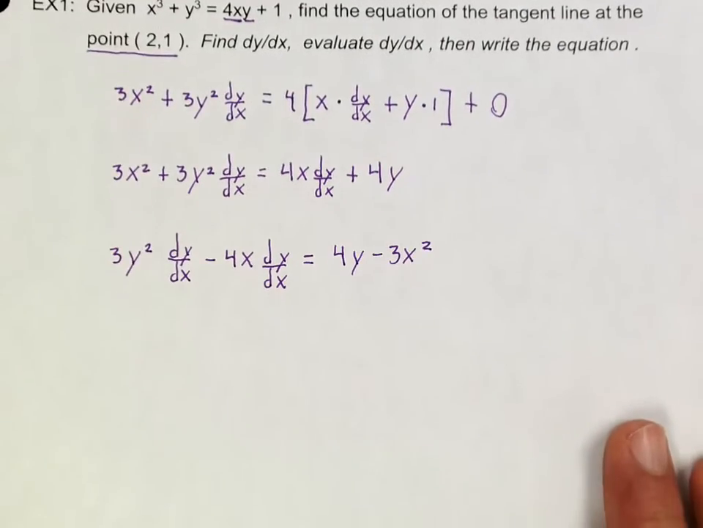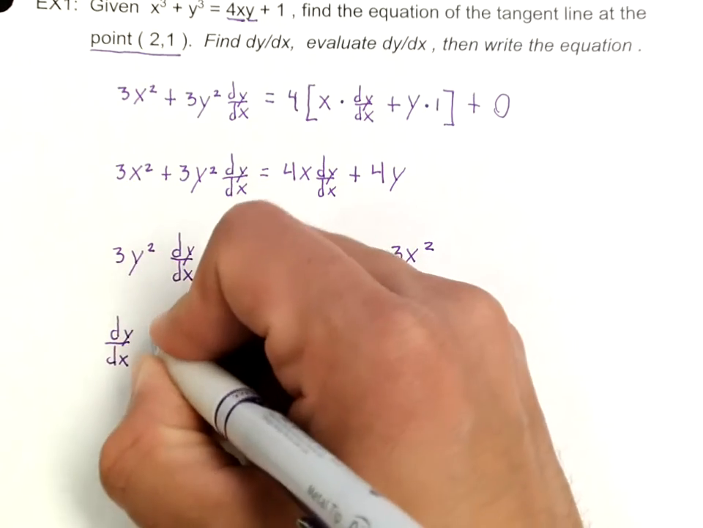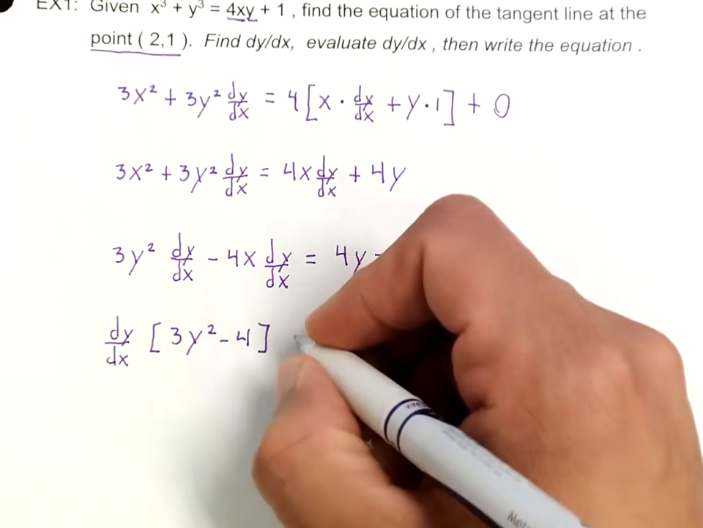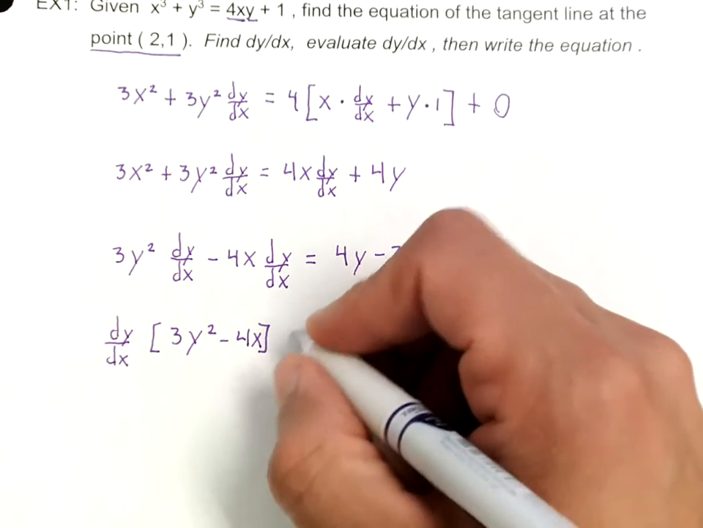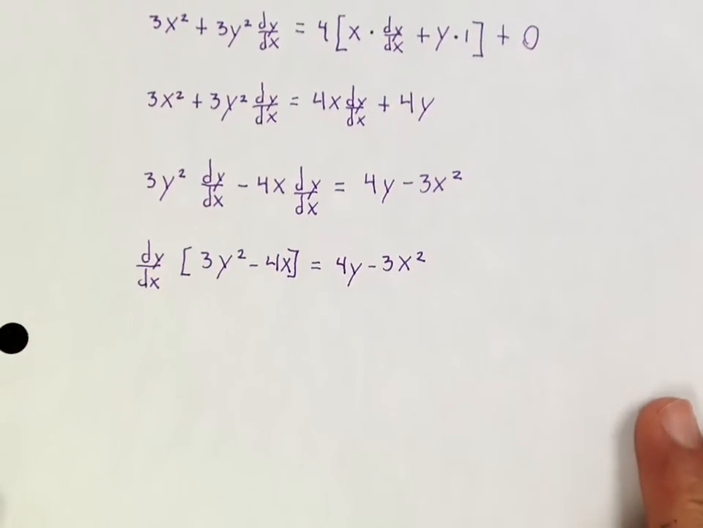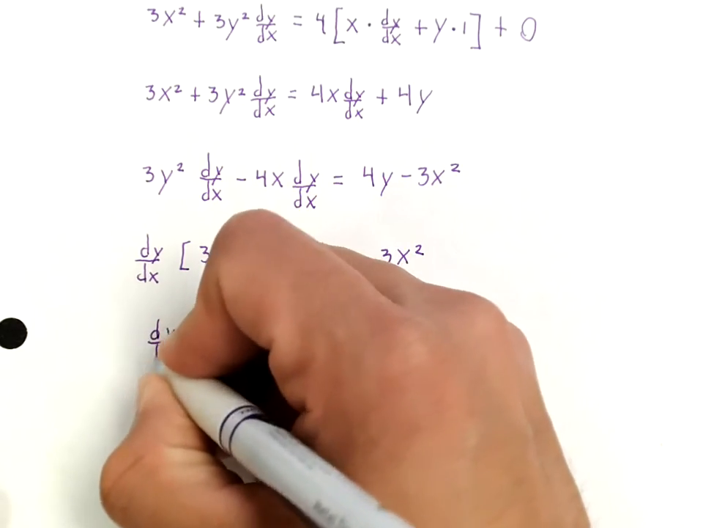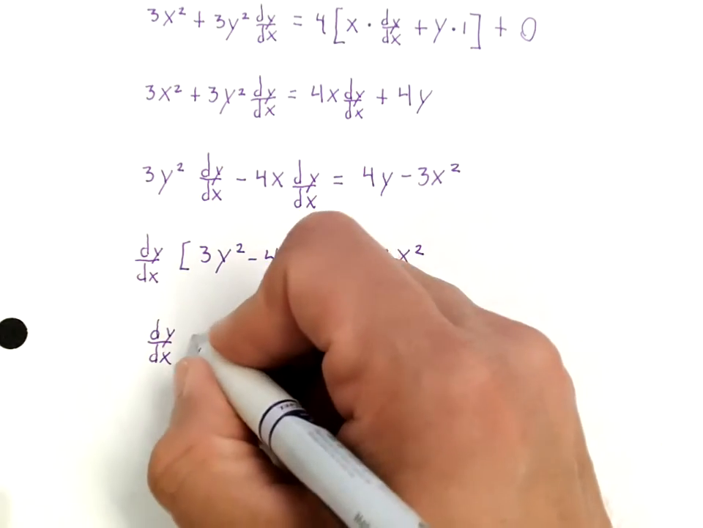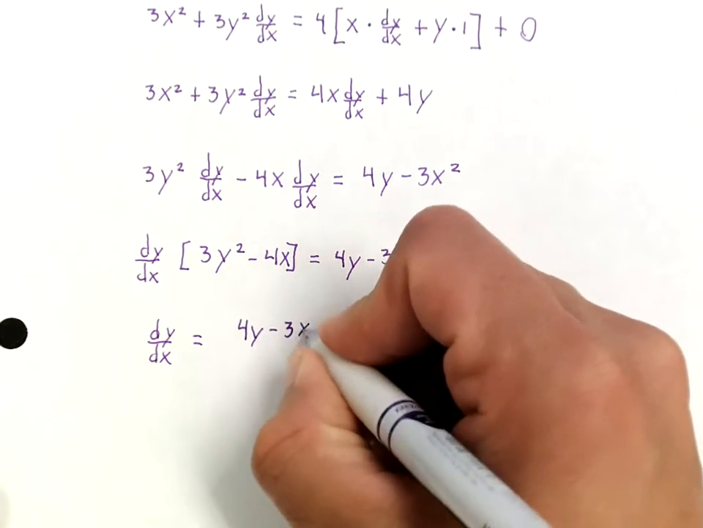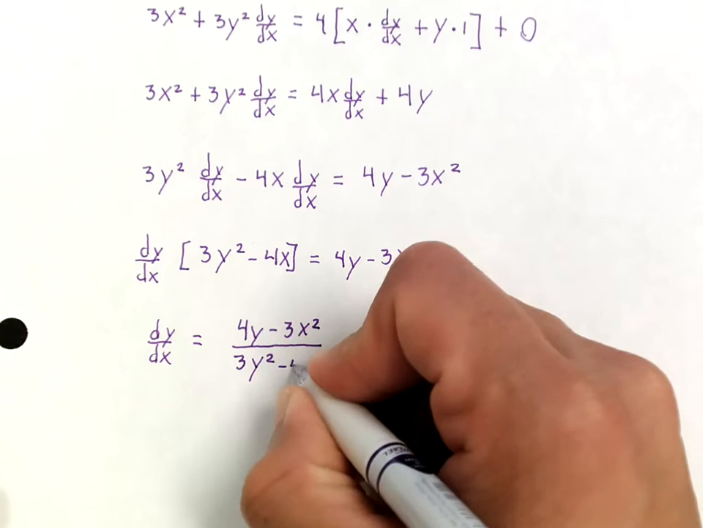And then I am going to factor out dy/dx. So I end up with dy/dx times 3y squared minus 4x equal to 4y minus 3x squared. Then I divide both sides by 3y squared minus 4x. That cancels on the left, and I end up with dy/dx equals 4y minus 3x squared over 3y squared minus 4x.